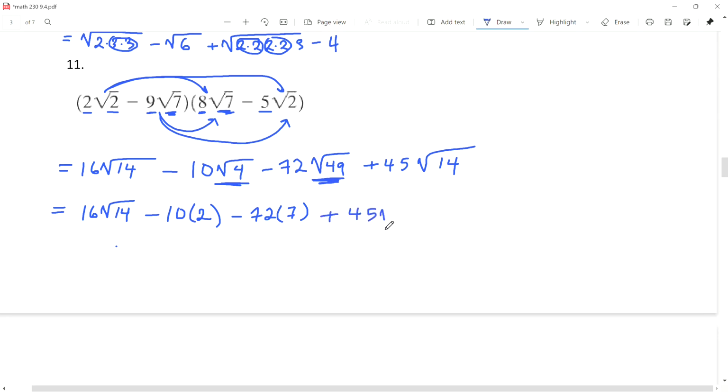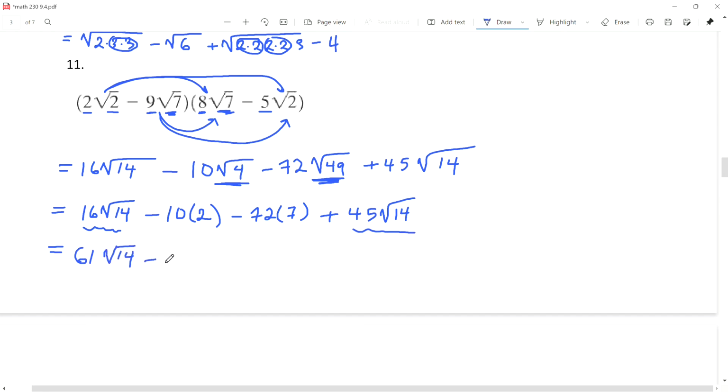And we'll simplify the right side here, which is just root 14. We can't do anything with that. Now let's collect like terms. We have 16 root 14 plus 45 root 14. That gives us 61. So this is 61 root 14.